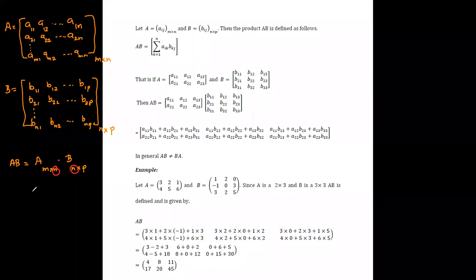Therefore, you can say that the matrices are conformable for matrix product AB. Therefore, we'll get the resultant matrix having the order m by p. Once you perform this matrix calculation, then it can be obtained in this way.